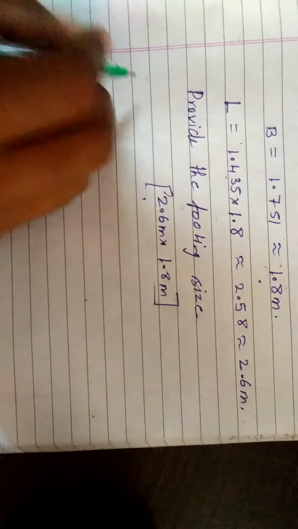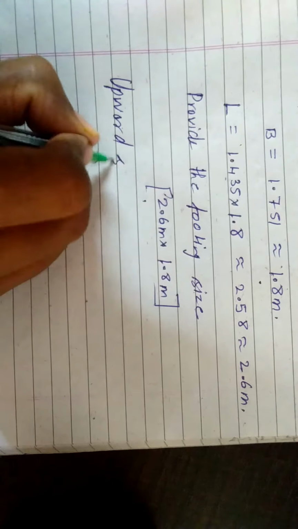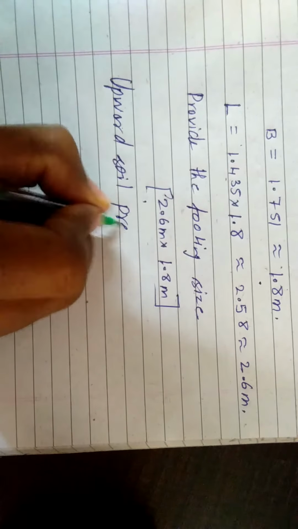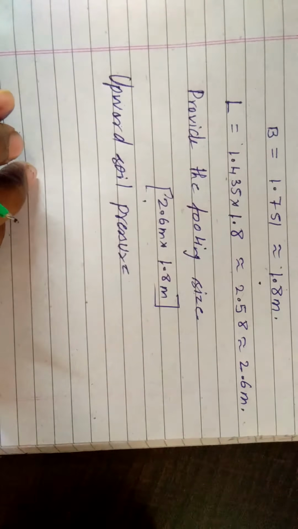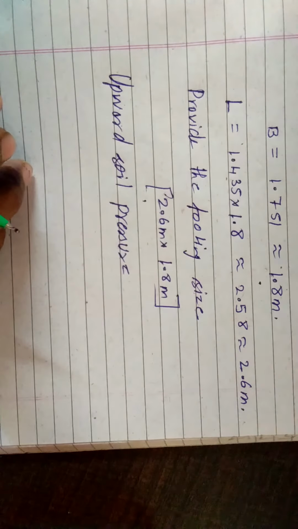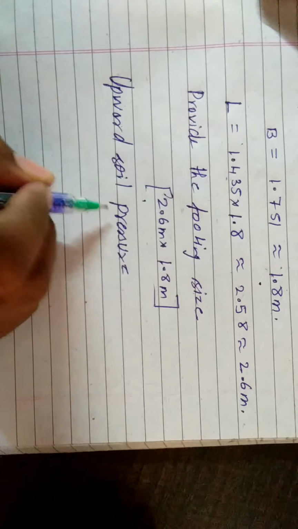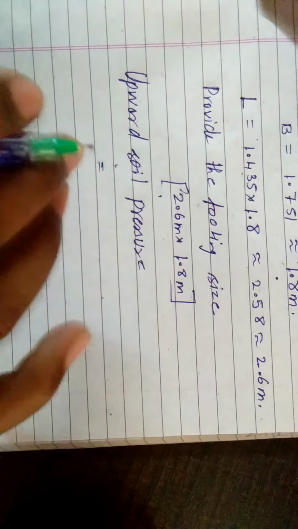So next one, upward soil pressure. See, the footing is transmitting the load of the column. The load on the column will go on the footing, and the footing will transmit that same load on the soil. So we have to check whether the soil is feasible to take this kind of weight.